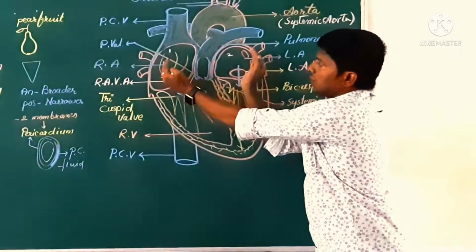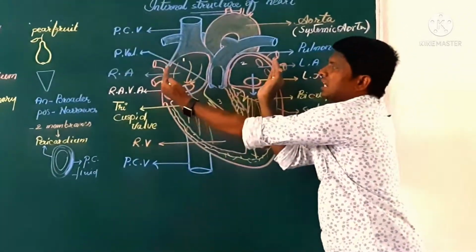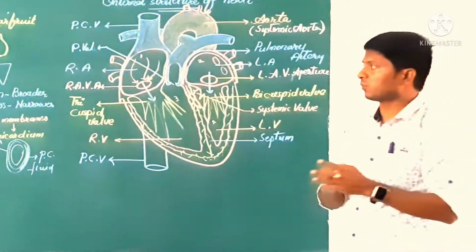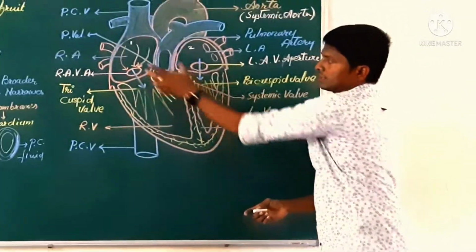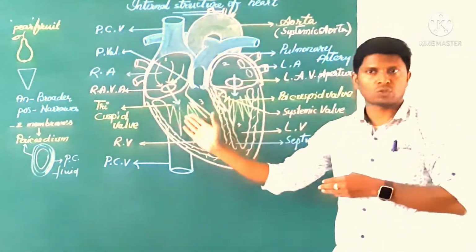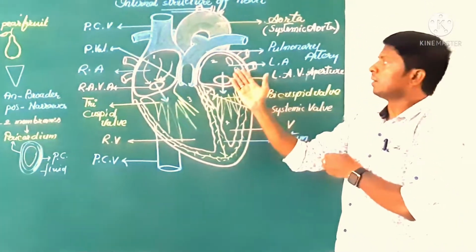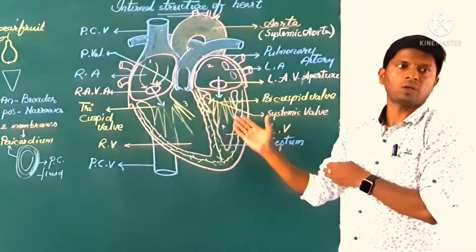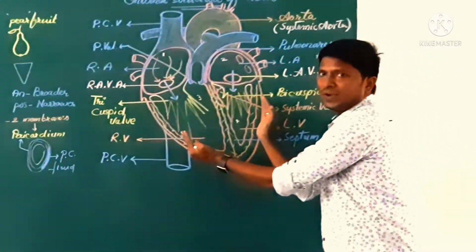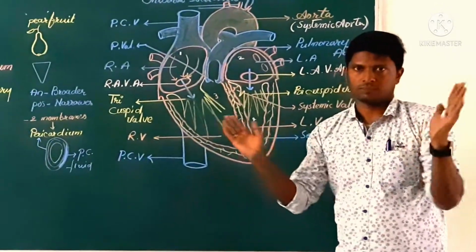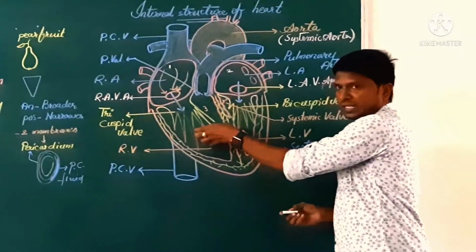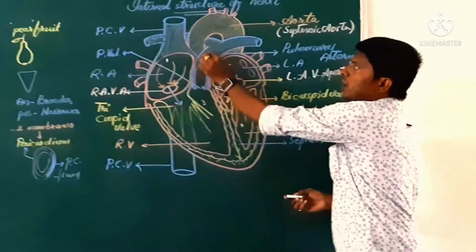Now both these atria get contracted. As a result, blood flows into the ventricles. Means blood from the right atrium enters the right ventricle, and blood from the left atrium enters the left ventricle. Then these two ventricles get contracted. Immediately, blood from the right ventricle enters into the pulmonary artery.